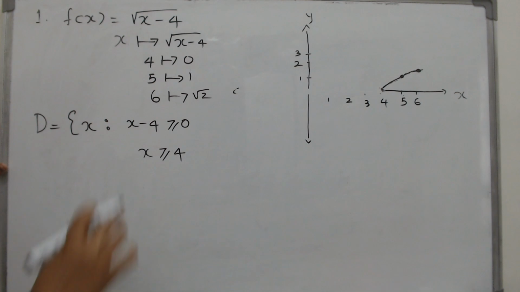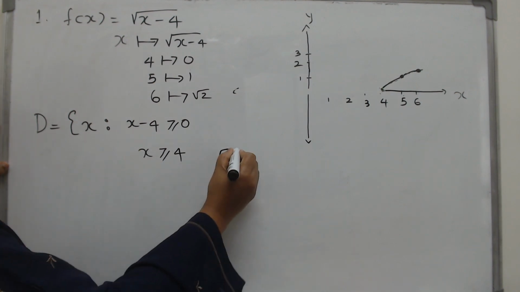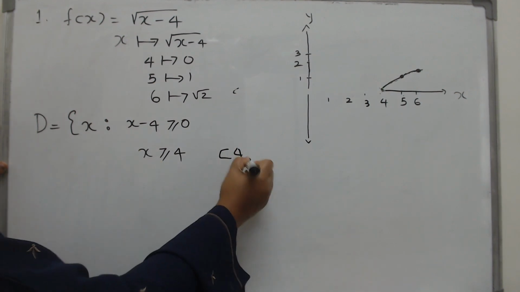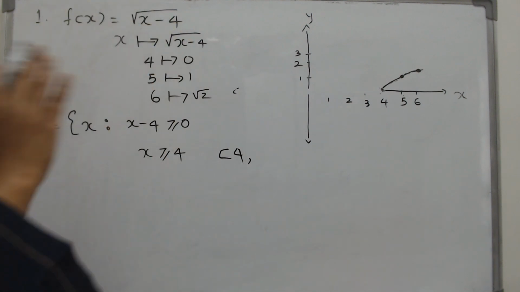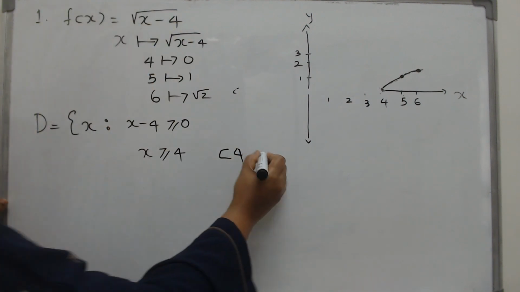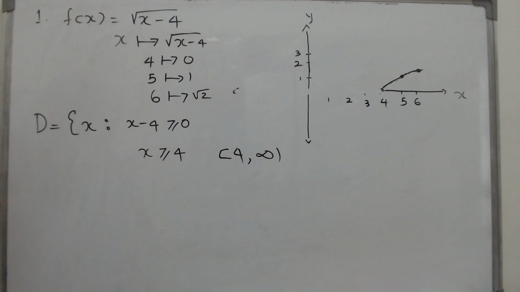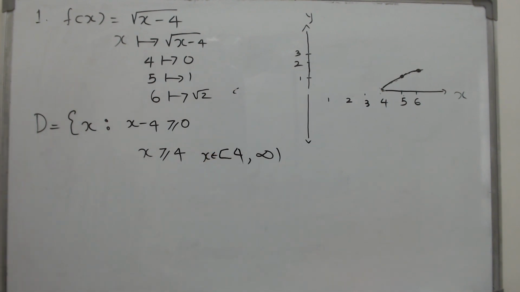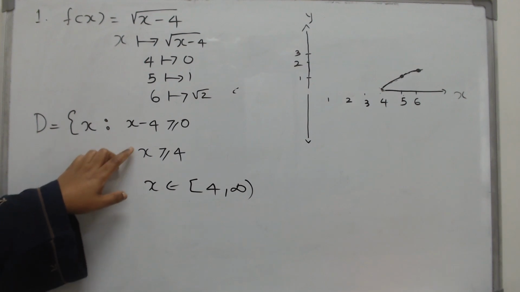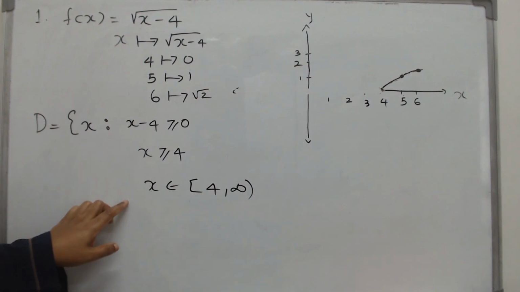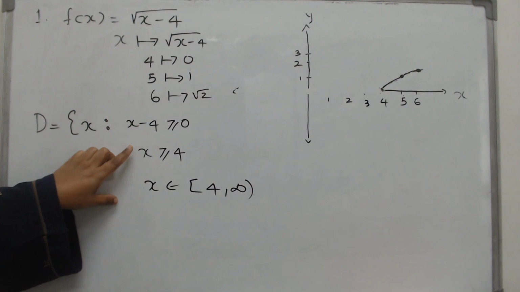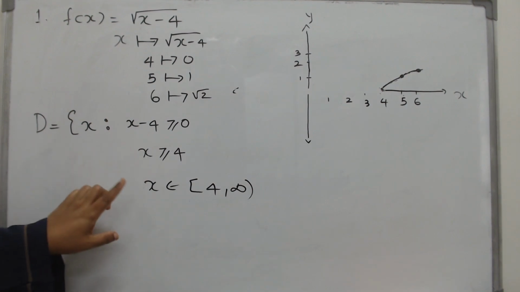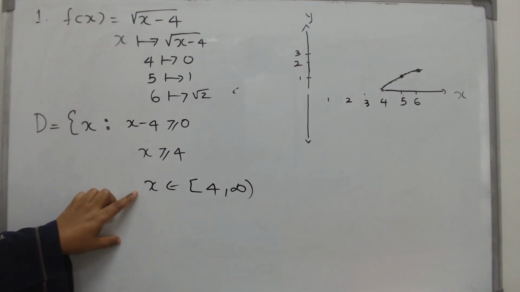Our domain starts from 4, and where does it end? It goes on and on, all the way to infinity. Now you have two different types of notation for the domain. This one is called the inequality notation, and this is called the interval notation.